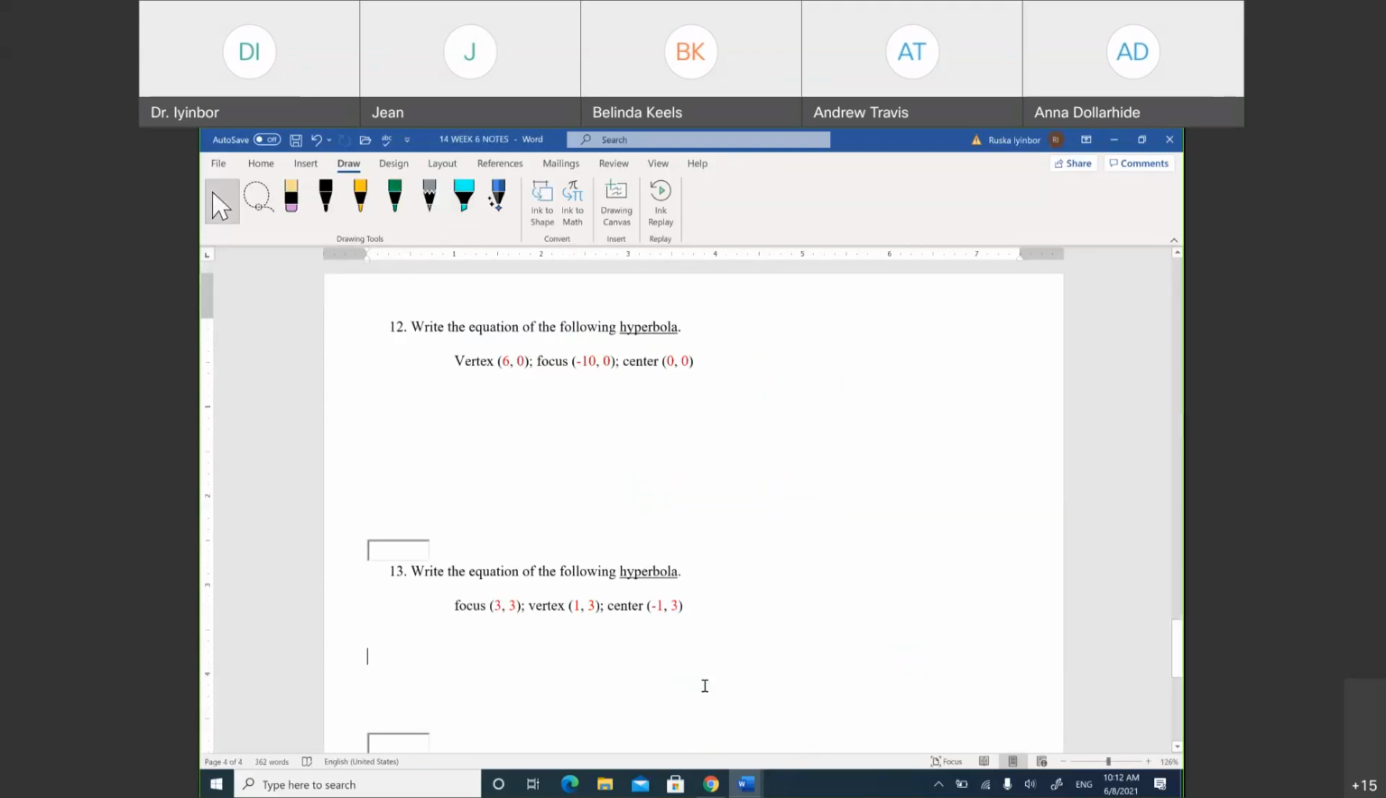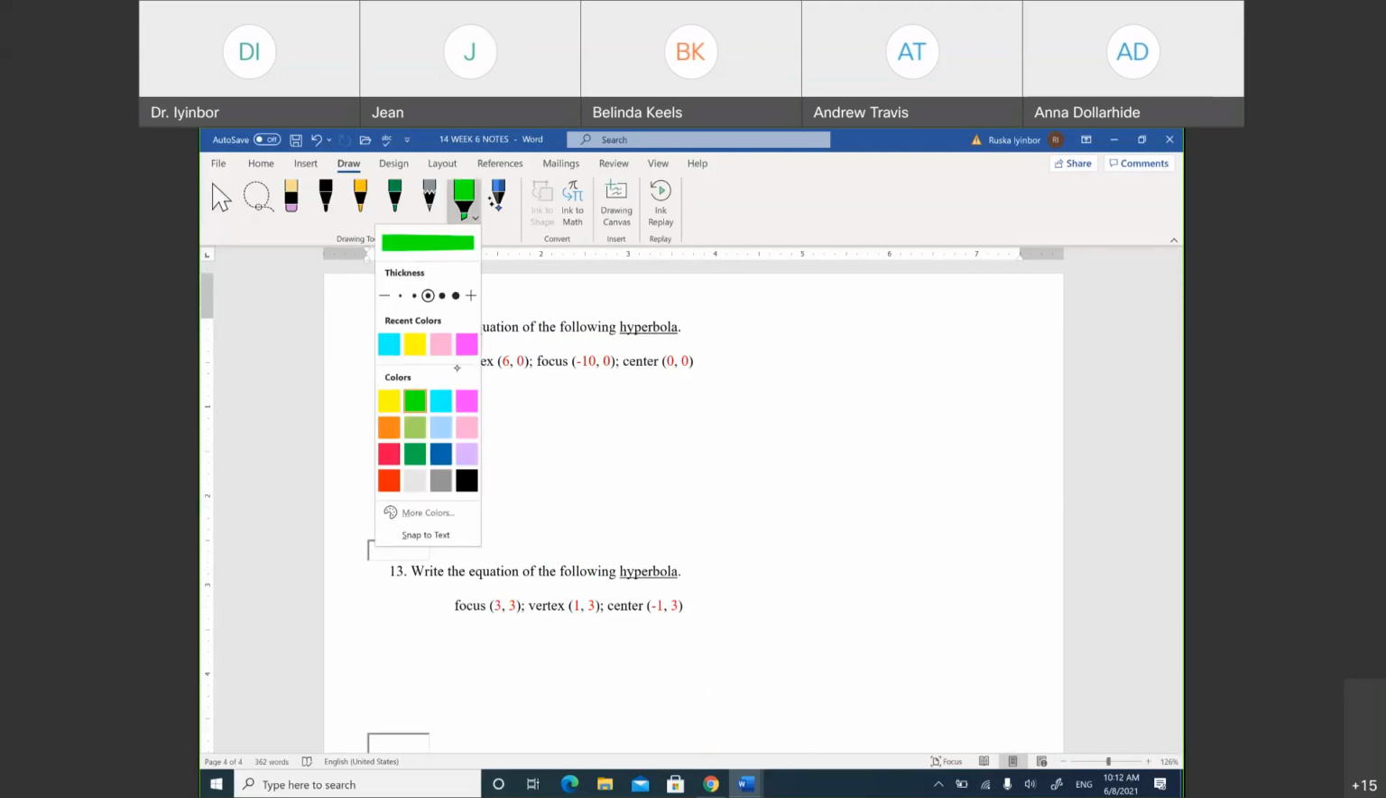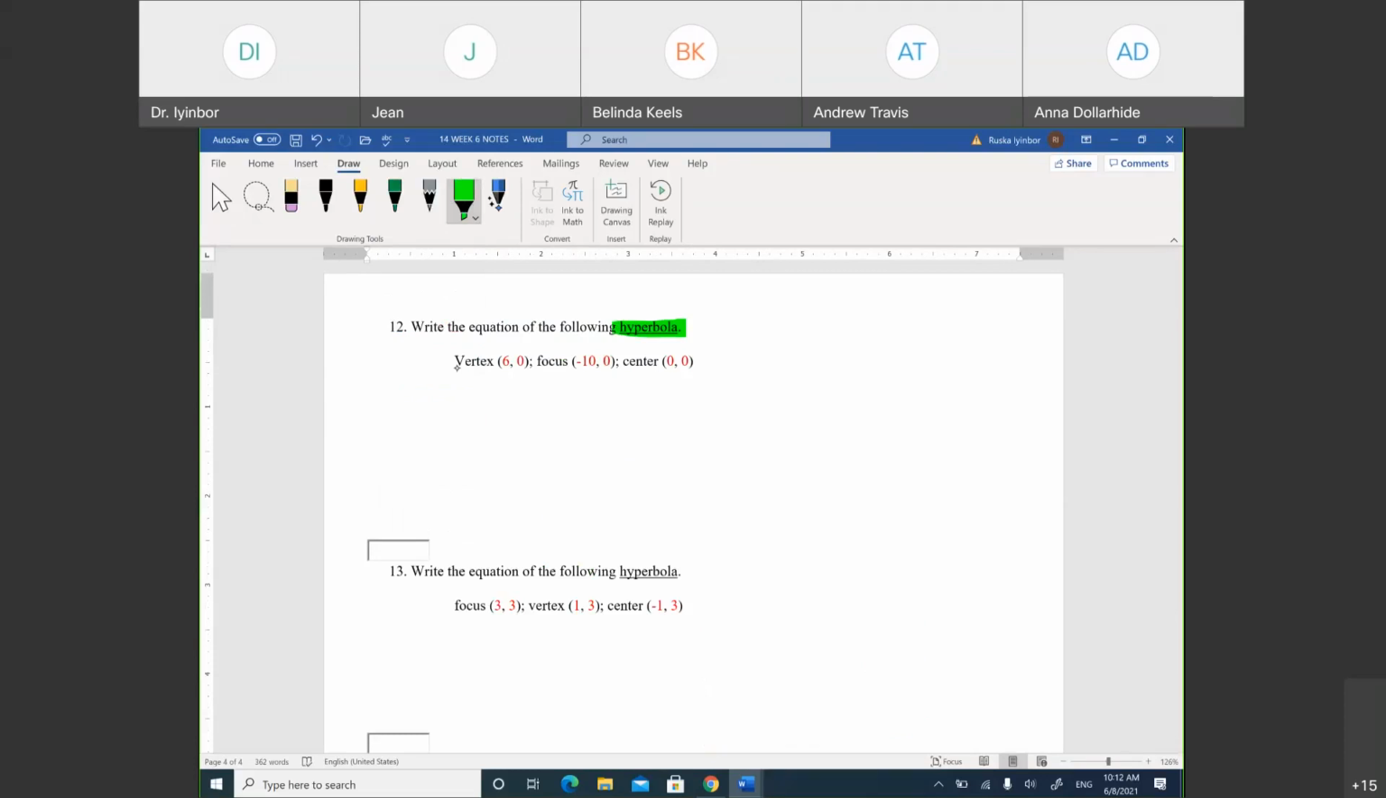So let's start with number 12. We have a hyperbola here, not an ellipse, so we're going to look at the bottom formula sheet. Be careful which part of the formula sheet you're looking at. Let's see what is given. We have center 0, 0, and which coordinate is changing? We're given focus and vertex. Let me put it under each other so you can see better. I have center 0, 0, focus -10, 0, and vertex at 6, 0.